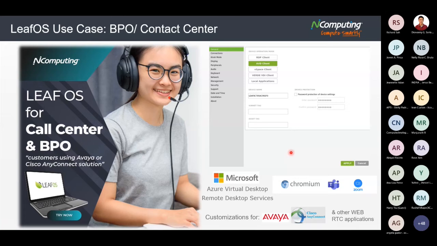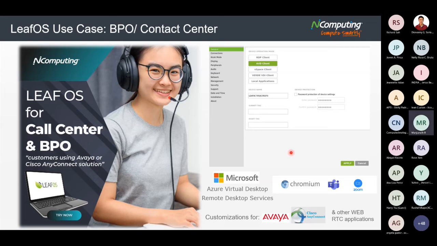Now, another use case we'd like to emphasize is the market of BPO, wherein there are several needs for customization, such as Avaya, Cisco AnyConnect, and any other WebRTC application. We're happy to say that Leaf operating system can be fully customizable for any need for those platforms, aside from the ready-built application in our firmware for AVD. So if you have any customer or if you're an organization needing any customization, especially towards Avaya or Cisco AnyConnect or any WebRTC application, feel free to approach us. We'll work closely with you.